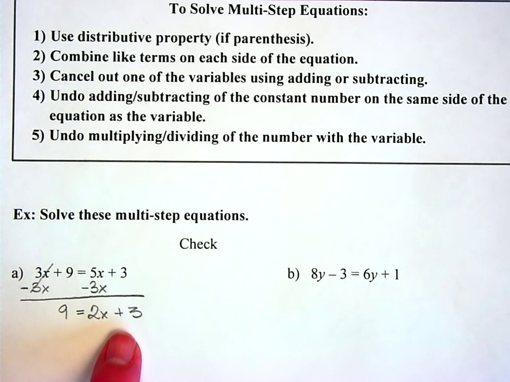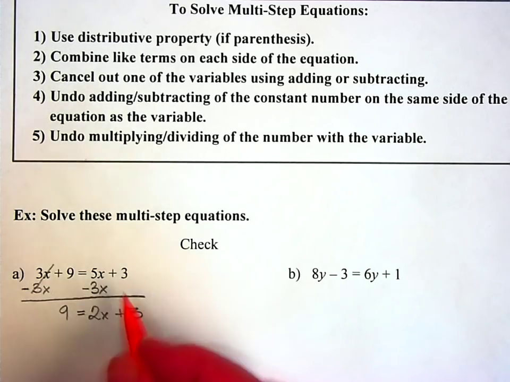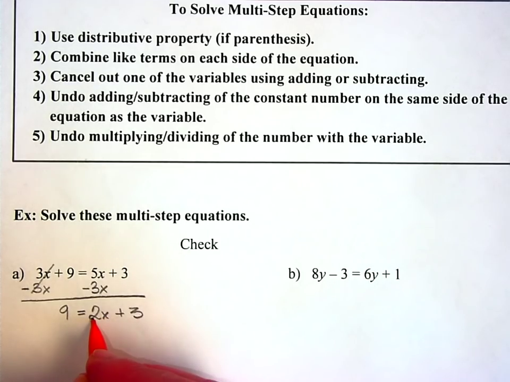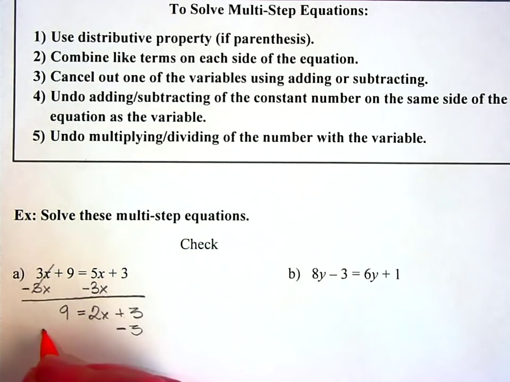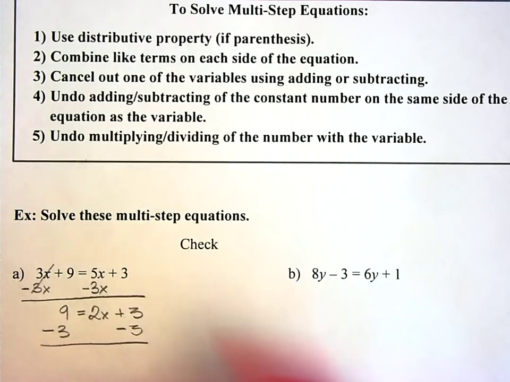Now notice, I just simply have an equation that has 2 steps done to the variable. I have the variable being multiplied by 2, and I have addition of 3. I normally undo my addition or subtraction using the opposite operation. Do the same to the other side. These two cancel out. I have 2x left on that side. 9 minus 3 is 6, and I still have the equal sign.